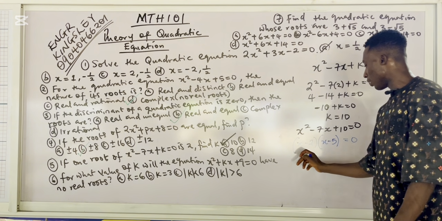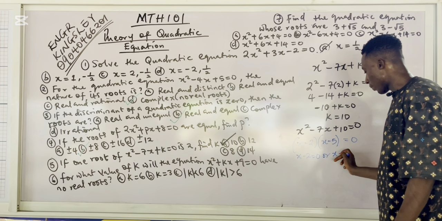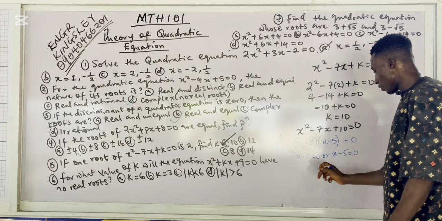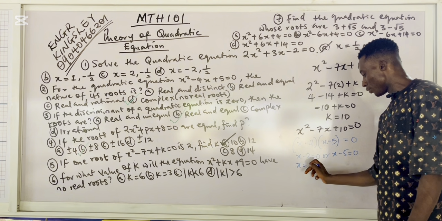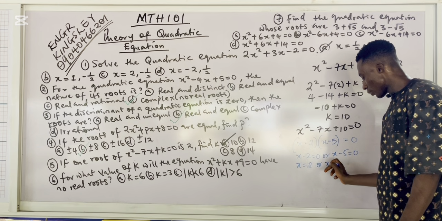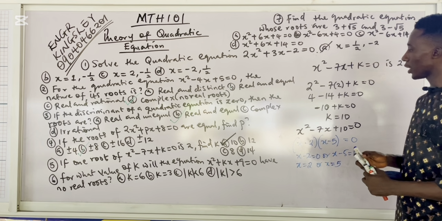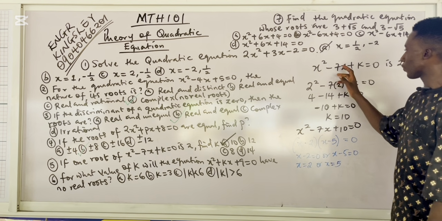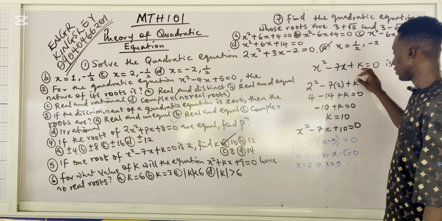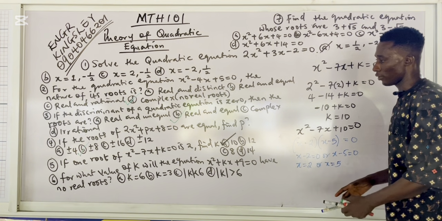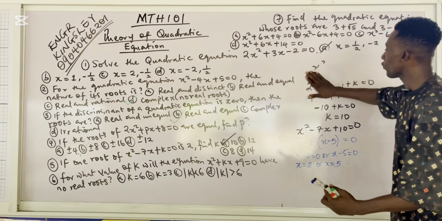So I will now have x minus 2 equal to 0 or x minus 5 equal to 0. So the two roots: x equal to minus 2 going to the other side changes to 2, or minus 5 going to the other side changes to 5. So the two roots of this quadratic, where the value of the constant k is 10, are 2 and 5 respectively. Okay, let me clean the board for the next question.